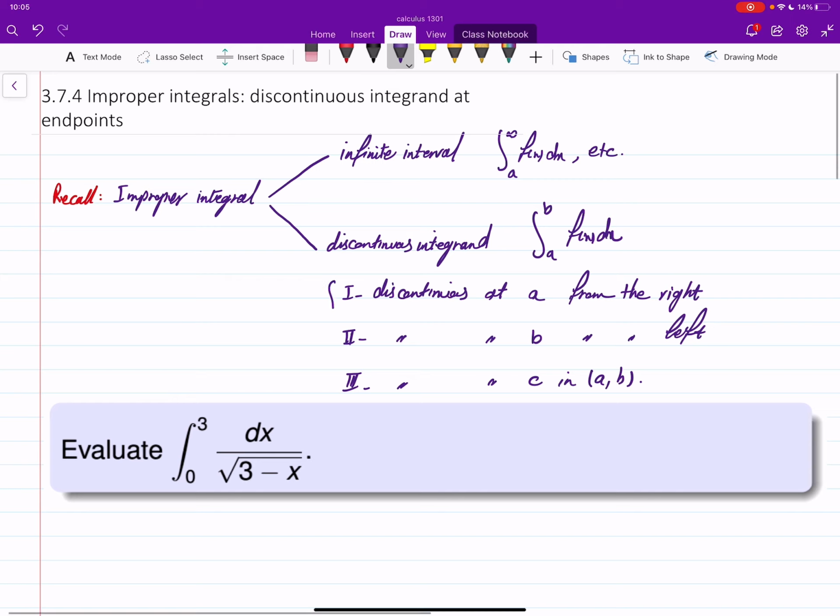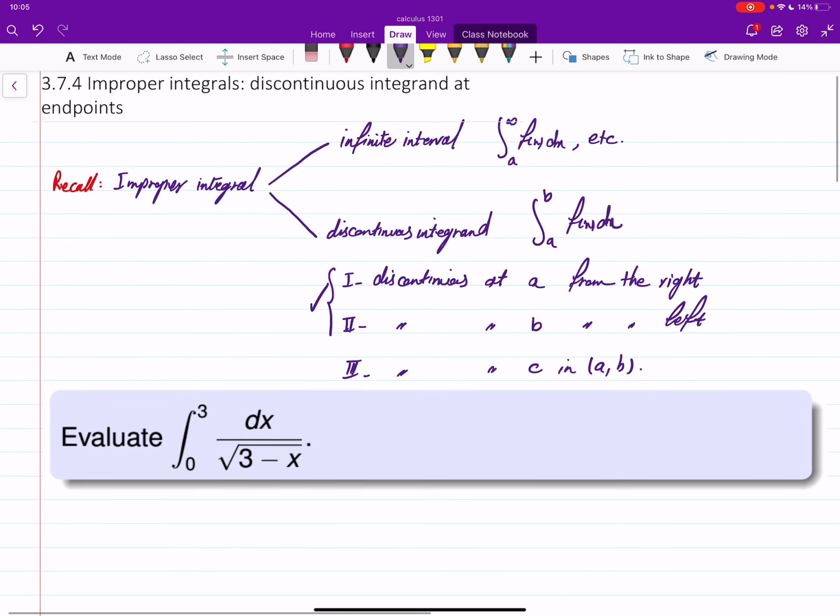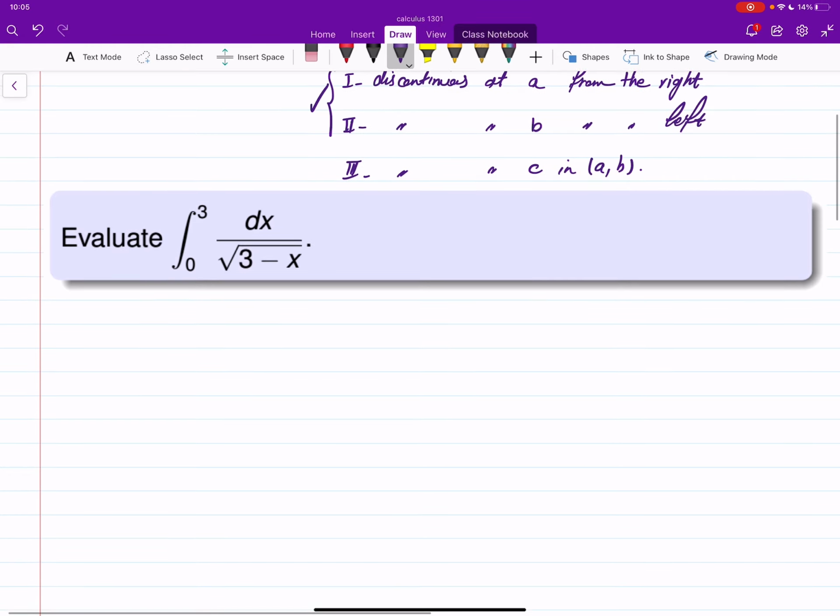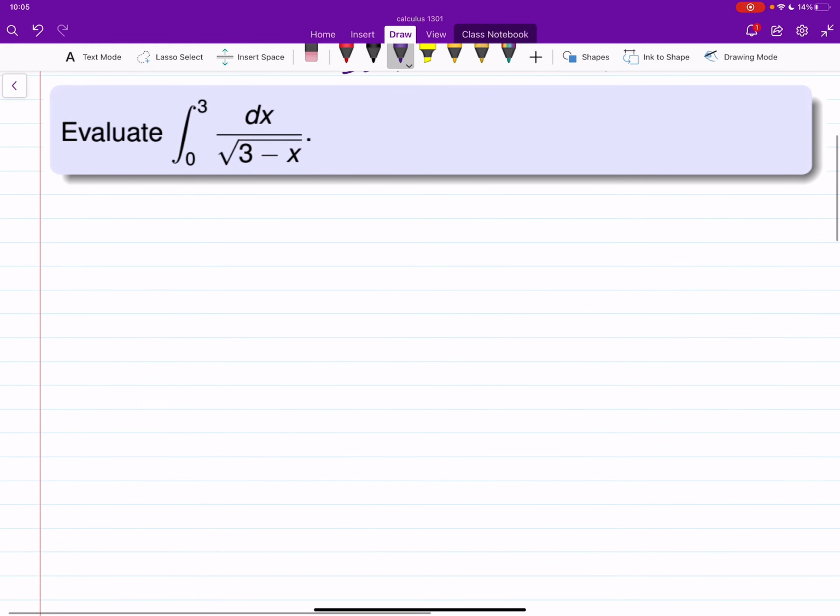In this video, we will do the first two cases, and there will be another video for the last case. Let's see what we do for these cases as we go through this example. The function we have is 1 over root of 3 minus x. It is defined only from negative infinity to 3, but at 3 it is not defined. So it is discontinuous at 3.